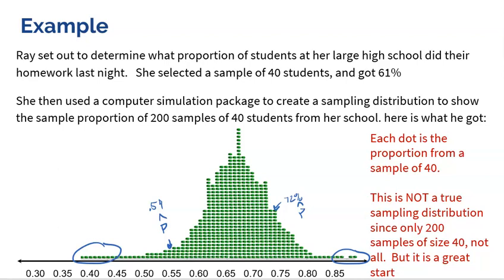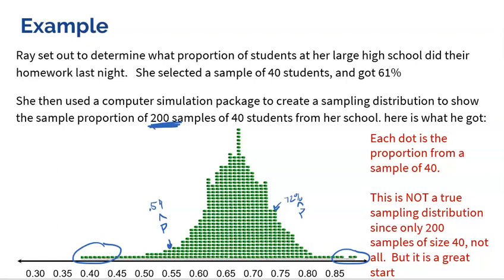So please remember, this is not a true sampling distribution because we only looked at 200 samples. A true sampling distribution looks at all possible samples. But I'm going to be honest with you. True sampling distributions are a little bit more theoretical because you won't see them happen too often because they're really hard to actually find all possible samples.